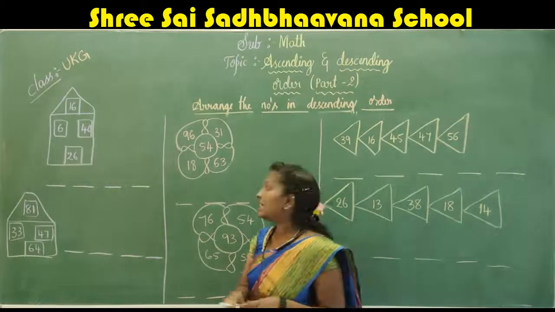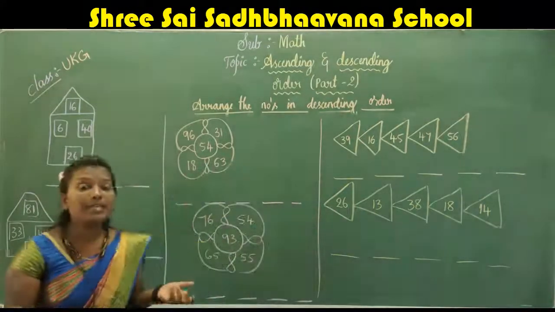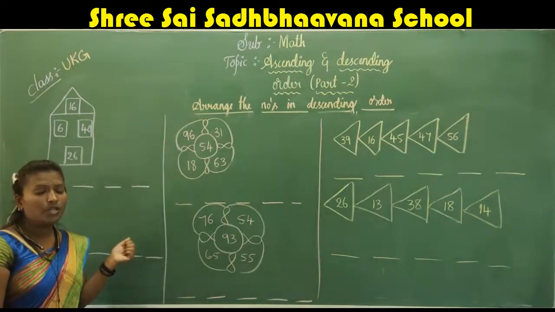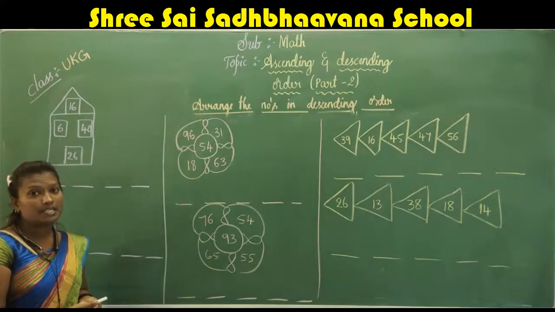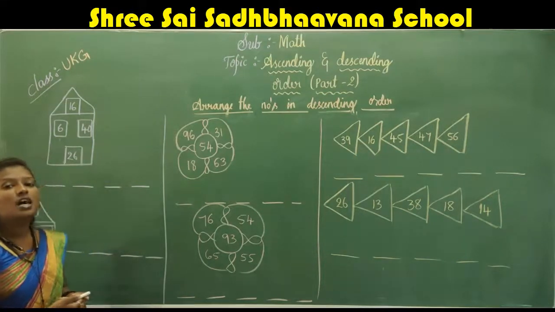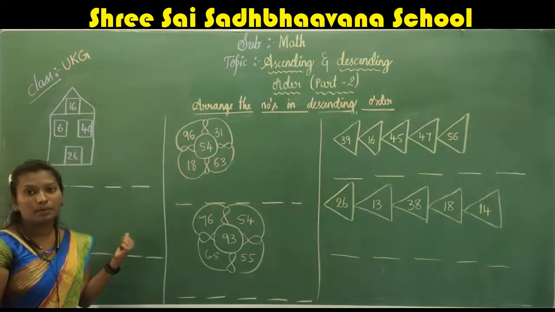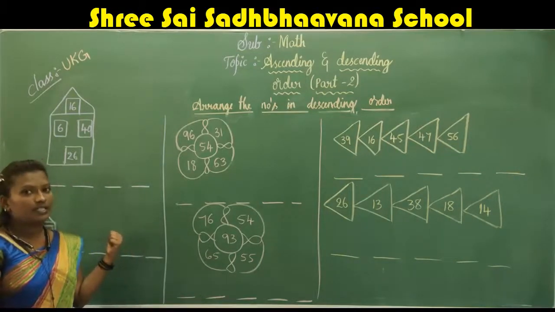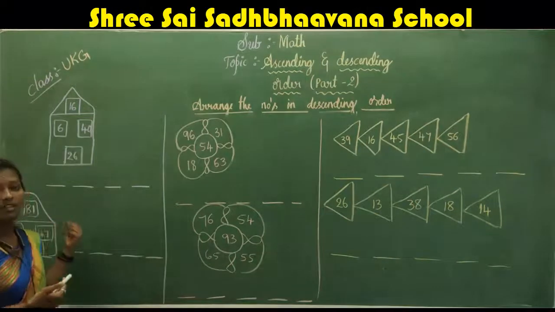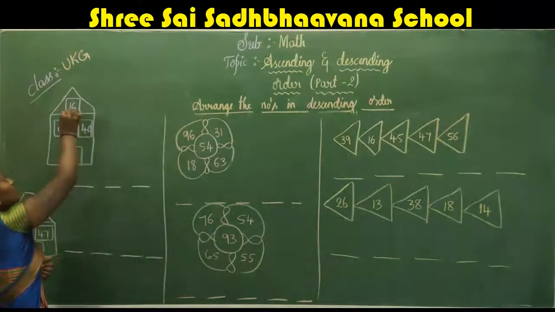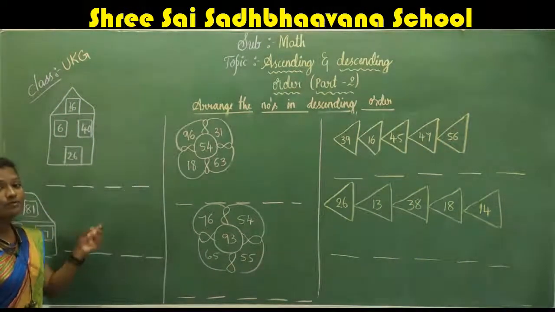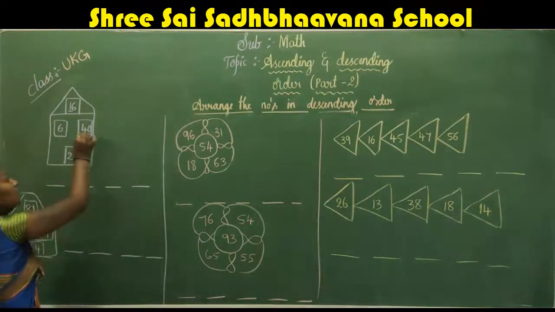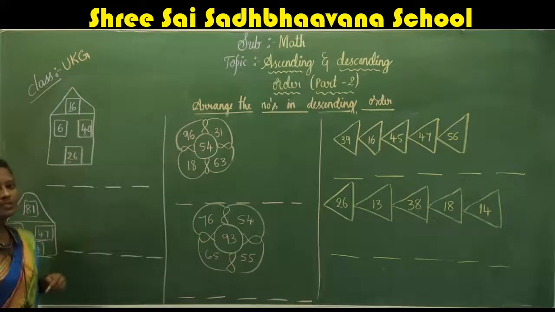Correct, children? Yes. Then here, which is the biggest number? Is 16 the biggest number? No. Then how to identify the biggest number? Yes, we have to observe the tens place numbers. If it is big, then that is the biggest number. So let us learn. We have to observe the 2-digit numbers. Here 1 is there, here 4 is there, here 2 is there.